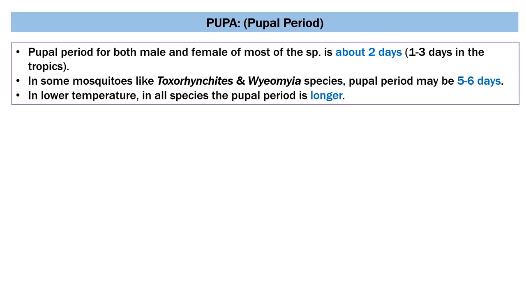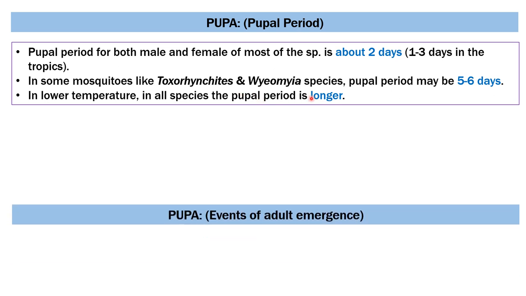Like that of the larval period, the pupal period is also species-specific and environment-dependent. Pupal period for both male and female sex of most of the species is about 2 days. In tropical parts, the period ranges between 1 to 3 days. In some mosquitoes, like Toxorhynchites and Opifex species, pupal period may be 5 to 6 days. In lower temperature, in all species, the pupal period is longer.